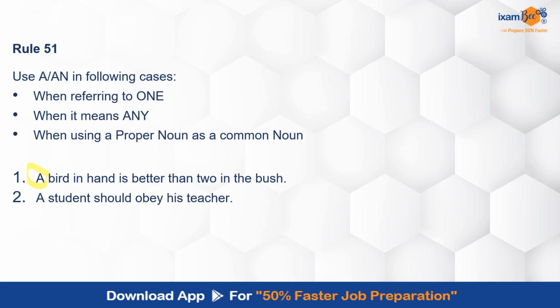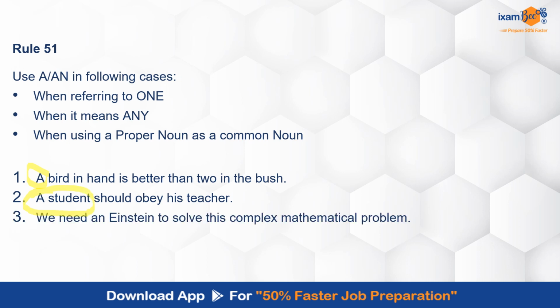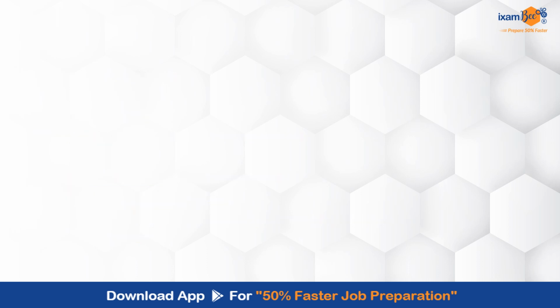Now next example is: a student should obey his teacher. So here a means any student should obey his teacher, right? We need an Einstein to solve this complex mathematical problem. So we are using this as a common noun, and here an Einstein refers to an intelligent person, right? So in these cases you must use a or an.